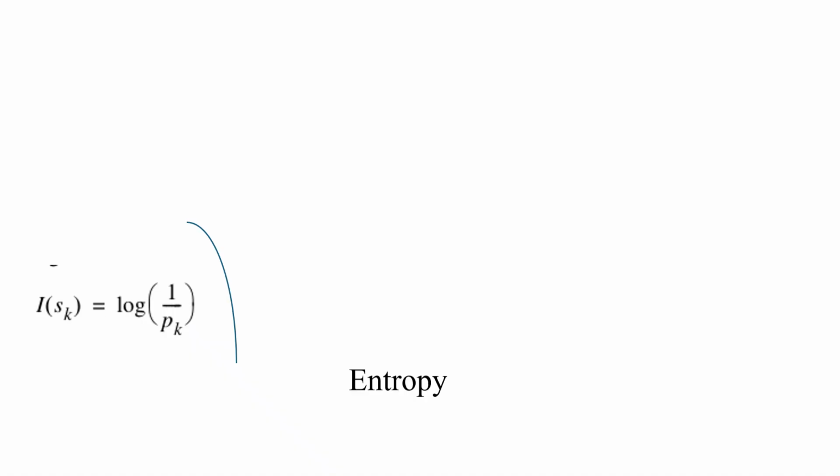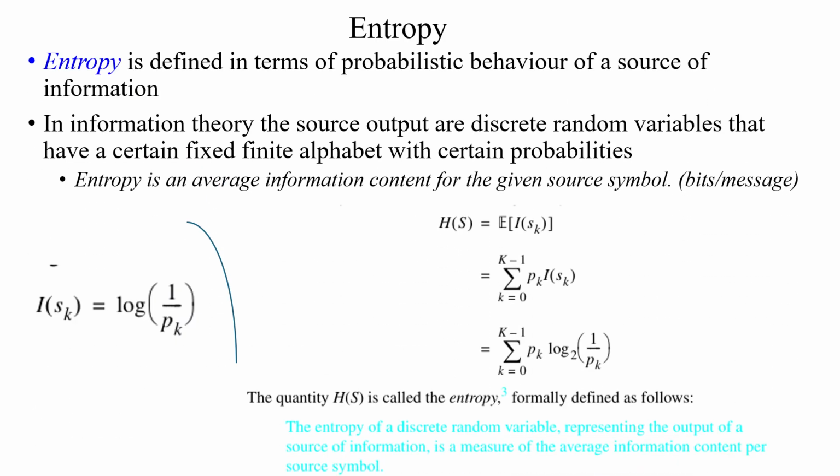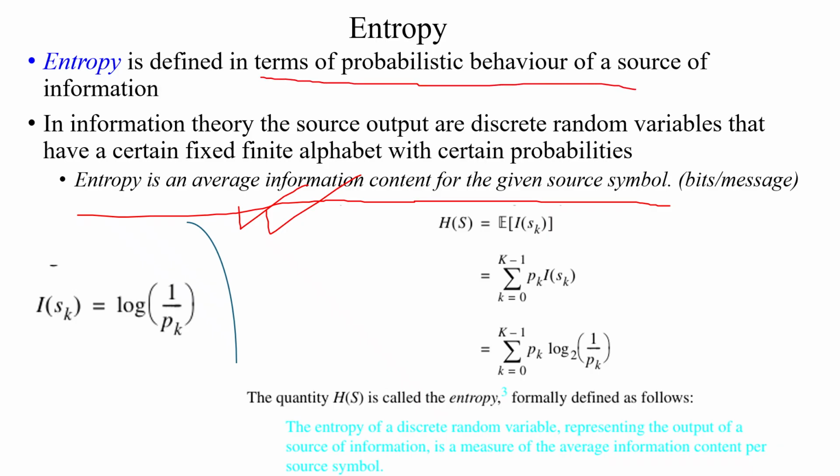So how will we find out? Entropy, as you can see here, is the average information content for a given source or symbol. This is nothing but average information content. Information we have already found, and entropy is also defined in terms of the probabilistic behavior of the source of the information. And how will you find it?